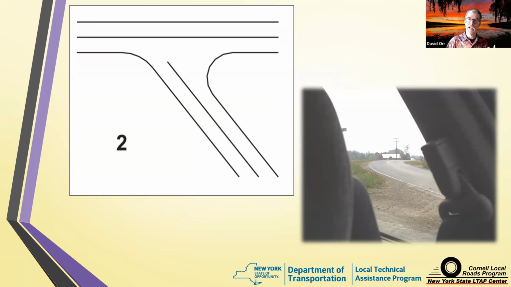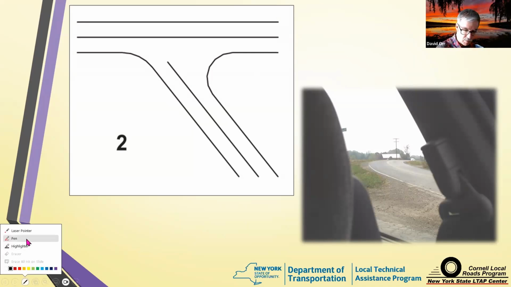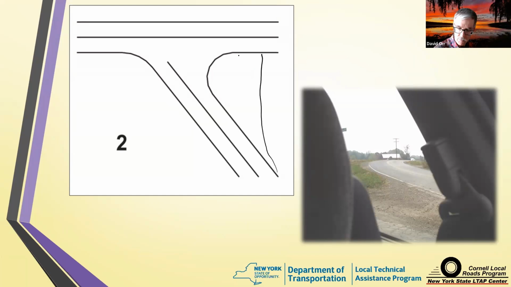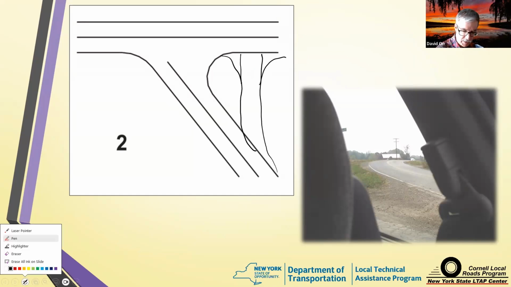We really want to have a perpendicular intersection. So we really would like to bring this roadway in like so. Okay, we'll draw first this, then we'll put our radius in, and then we'll erase away.